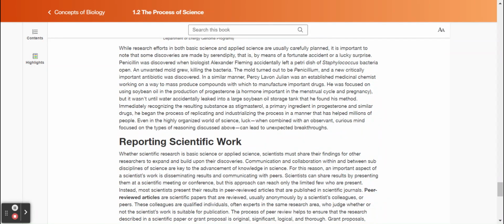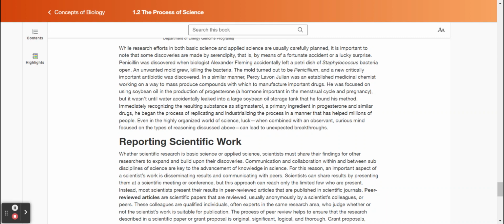While research efforts in both basic science and applied science are usually carefully planned, it is important to note that some discoveries are made by serendipity, that is, by means of a fortunate accident or a lucky surprise. Penicillin was discovered when biologist Alexander Fleming accidentally left a petri dish of Staphylococcus bacteria open. An unwanted mold grew, killing the bacteria.